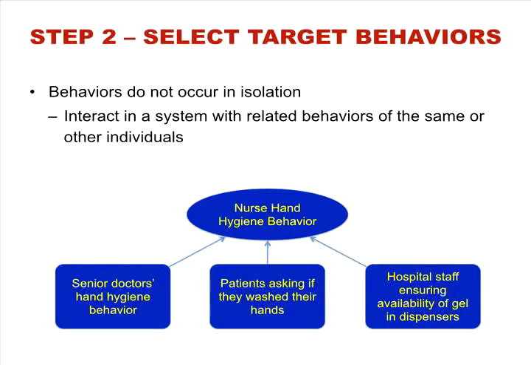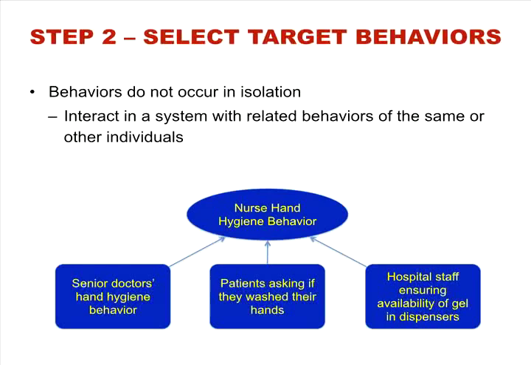So for example, for nurse hand hygiene behavior, that's going to be impacted by whether or not senior doctors wash their hands, right? If nurses see that these senior guys walk in and walk out, they may be less likely. Why do I have to do it too? It's going to be influenced by patients. If a patient says, don't touch me unless you wash your hands, maybe they'll go to the sink and wash their hands.